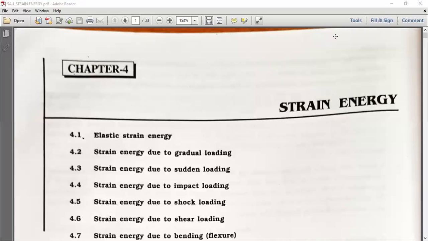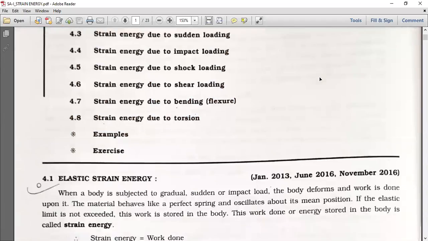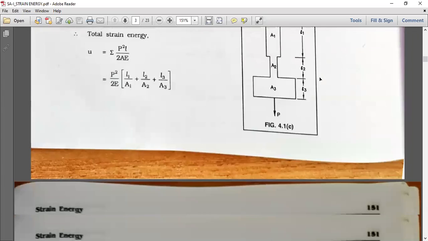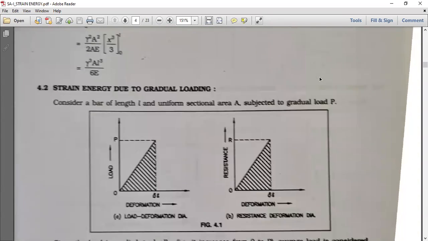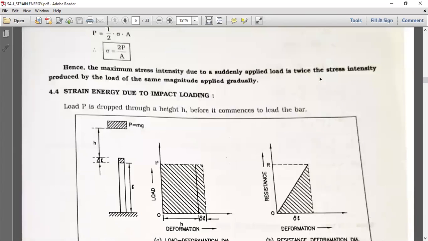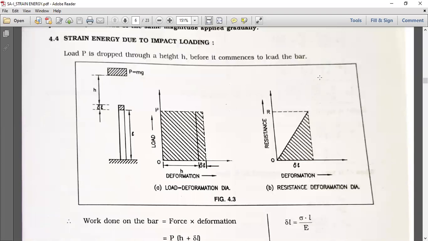Welcome to the Design of Structure Analysis 1. We are going to the theory portion of strain energy. Now the topic is strain energy due to impact loading. Load P is dropped through a height h before it commences to load the bar.